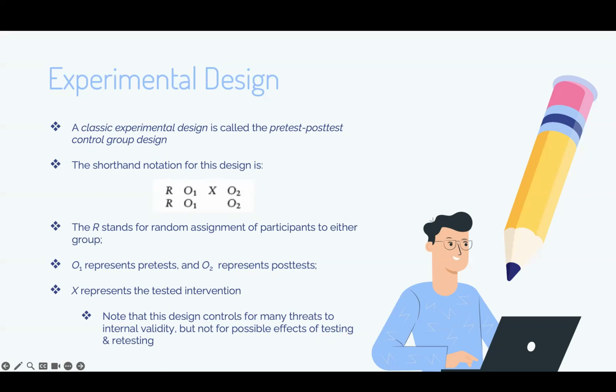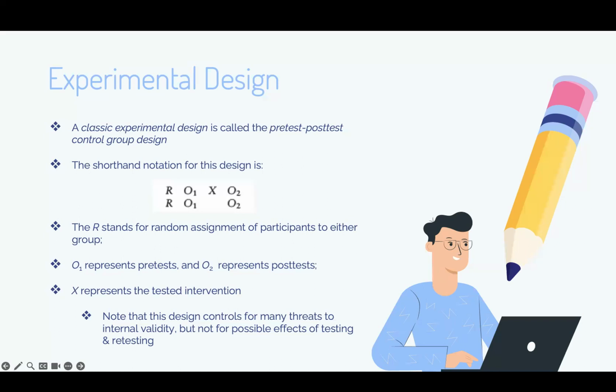We will talk about internal validity in the next video. By comparing the pre-test and post-test scores within the experimental group and against the control group, researchers can tell the intervention's true effects. However, it is also important to note this design does not account for potential effects of testing and retesting, which might influence the results independently of the intervention. We will talk about this effect in another video.